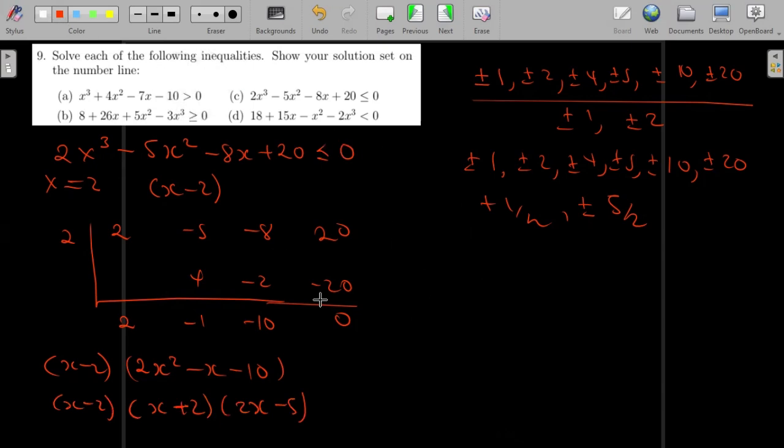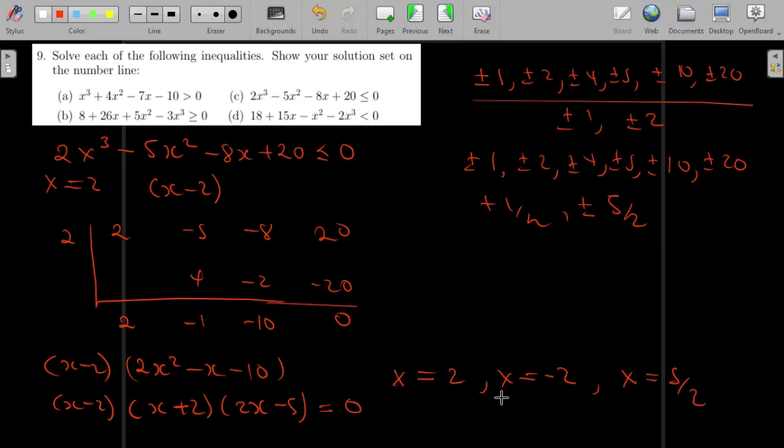Let's find your critical values, where you equate this to 0. Try equating that to 0. What would be your values of x that you get? Values of x equal to 2, x equal to negative 2, and x equal to 5 over 2. So that's what you get, 5 over 2. After getting that, now what are you going to do with that?